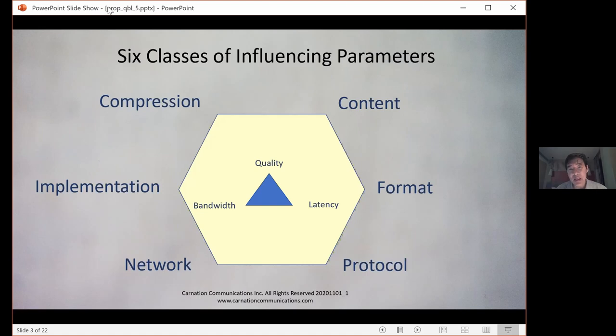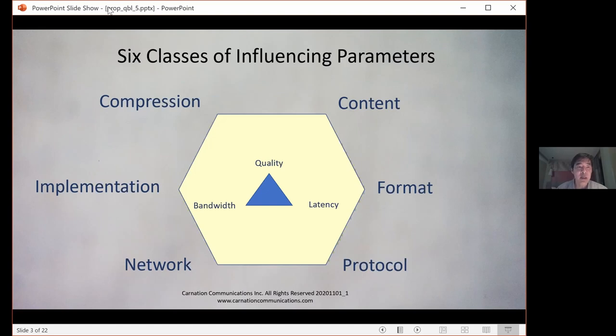The first one I'd like to mention is the content. The content is where you could have a number of different contents. You have talking heads, you have even fixed images, or then you can have a sports event, which is extremely dynamic and active. Depending on the content, it will eat into the parameters.